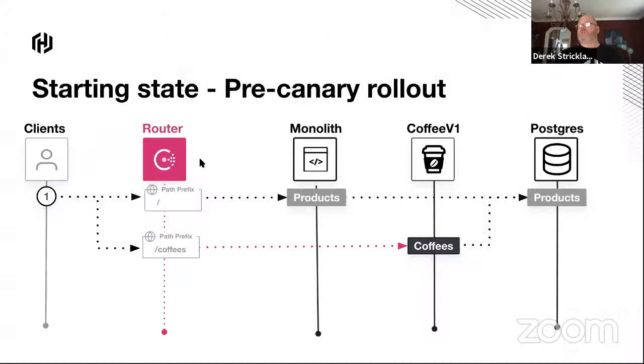So let's look at it graphically. This is our pre-canary rollout starting state. Okay, things have hit the router. Coffee's traffic is getting peeled off of the monolith. It's getting sent over to the Coffee V1 microservice, which is able to talk to the Postgres database.